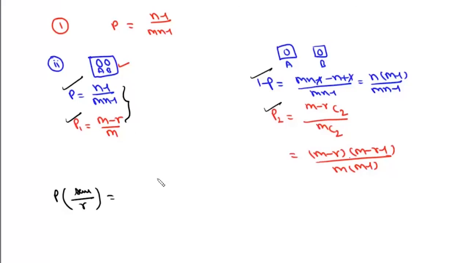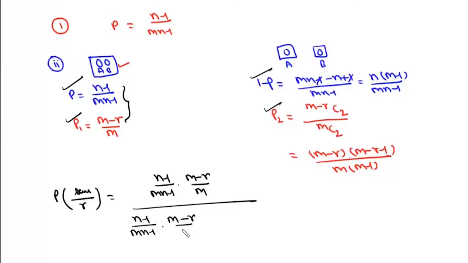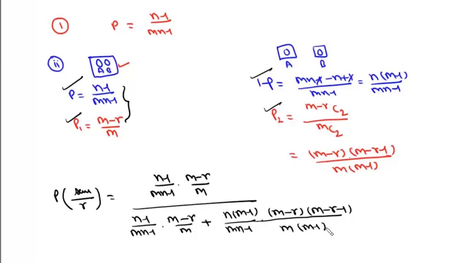So in this case it'll come in the numerator, so it'll be (n minus 1)/(mn minus 1) into (m minus r)/m, plus this case where it is n/(mn minus 1) into (m minus r minus 1)/(m) into (m minus 1).